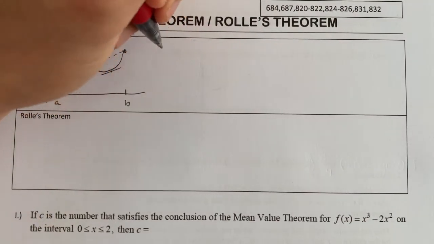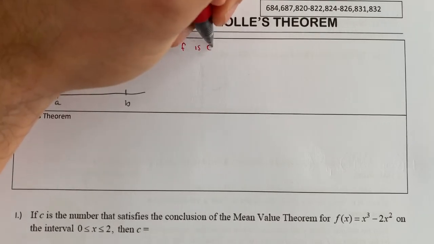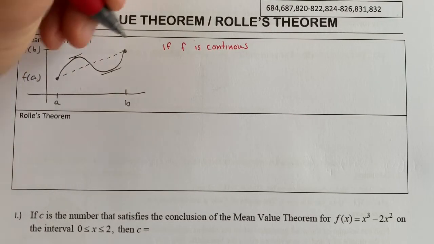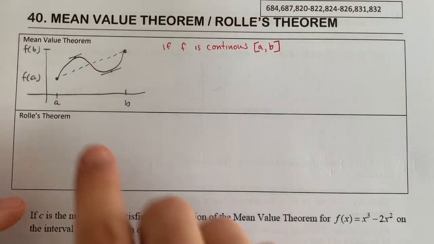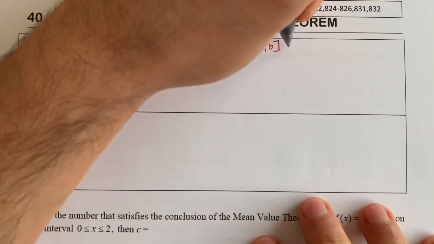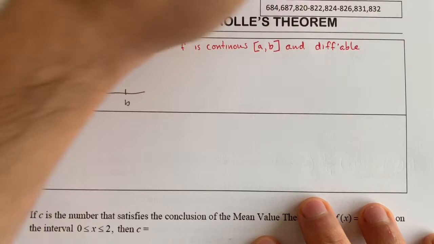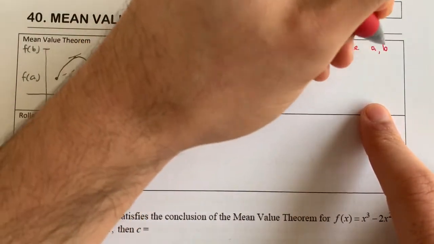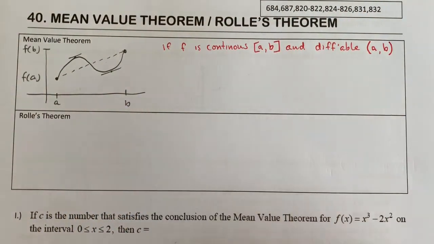So what needs to happen is f, our function, has to be continuous in order for this to even work, from A to B, and that includes A and B, so we put brackets on there. Then it also needs to be differentiable, so we can find those tangent lines. But differentiable from A to B, you can't have a derivative at an endpoint, so you can't put brackets. You've got to put parentheses for differentiable.